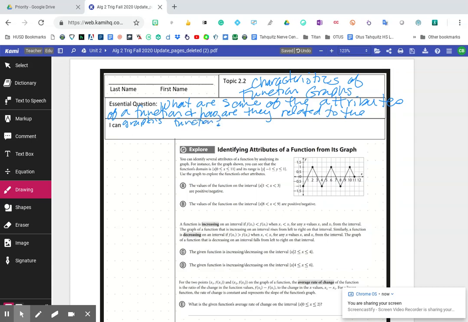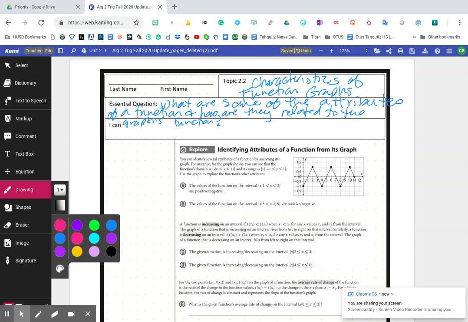And then the I can statements are going to be, I can identify when the function is increasing and decreasing from its graph. And I apologize, I'm going into the column.